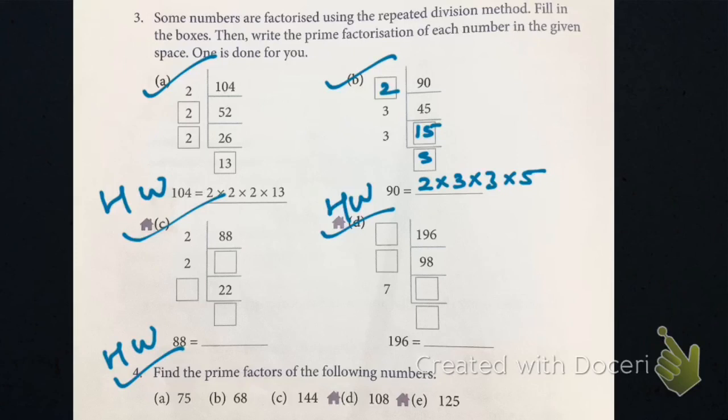Now some numbers are factorized using the repeated division. Here you can see the first question, when you divide 104 by 2, what will you get? You will get 52. So from which number will you divide 52? So you will get 26. So the answer is 2. By which number will you divide 26? You will get 13. So again 2. So what is the prime factorization of 104? It is 2 into 2 into 2 into 13. So this was our answer.